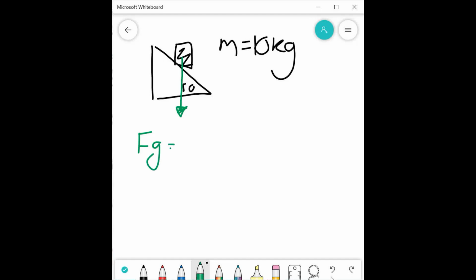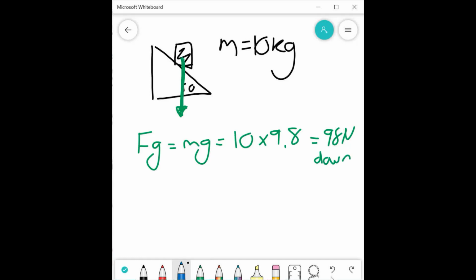Remember, Fg is equal to mg, so your mass is 10 and acceleration is 9.8, so we get a 98 newton force for our weight. If it helps you, color as much as you want while figuring out these problems. Do whatever you can to help you understand these concepts and think through them as best as you possibly can.